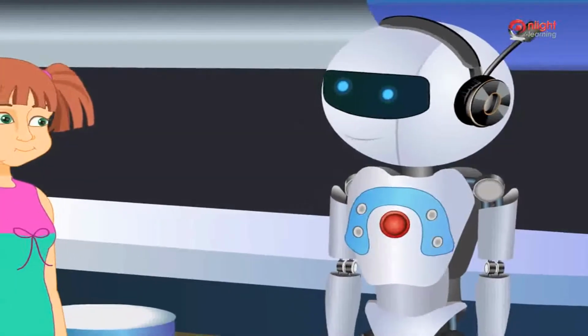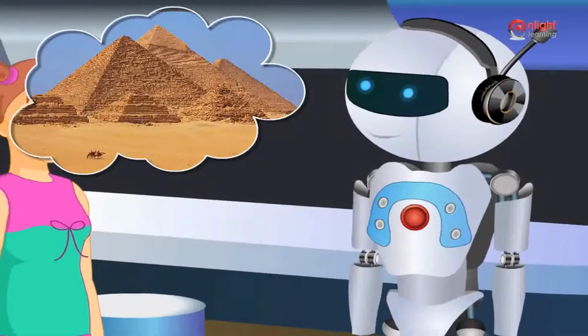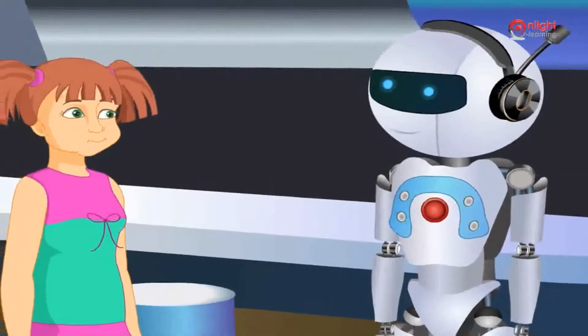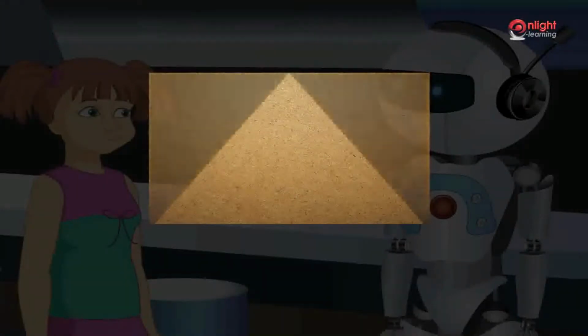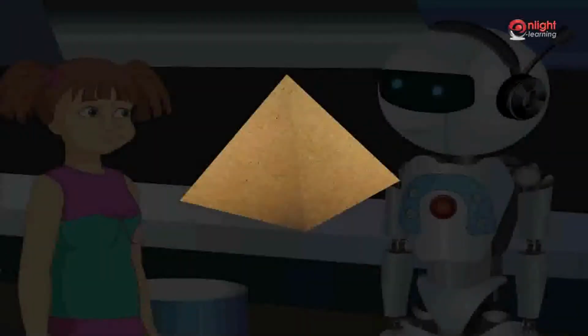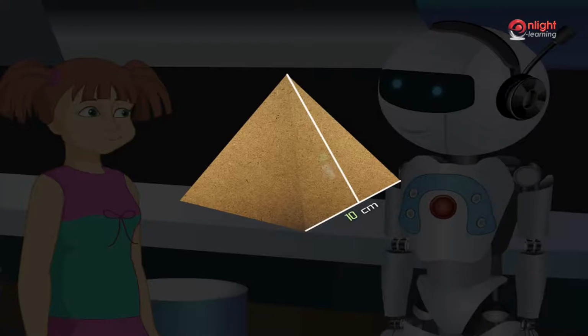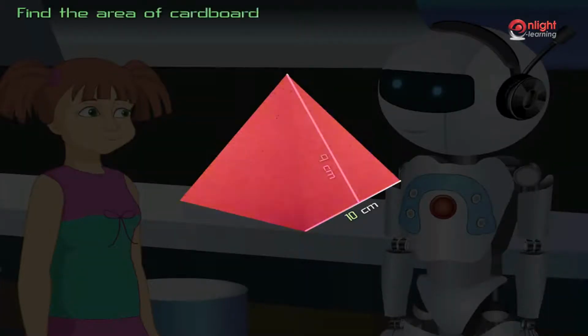Ram was asked to build a model of the Egyptian pyramids. In order to do so, he decided to use 4 triangular faces, each cut from a cardboard, and join them at the tip as shown in the figure. The dimensions of the triangle he decided upon is as shown in the figure. Find the area of the cardboard that Ram requires in building the pyramid.